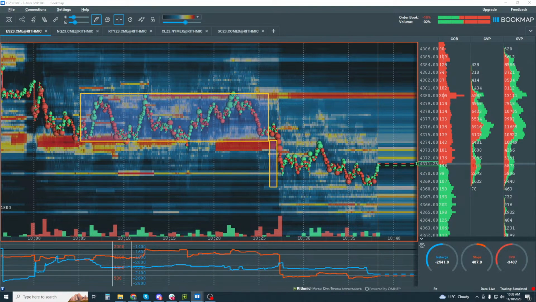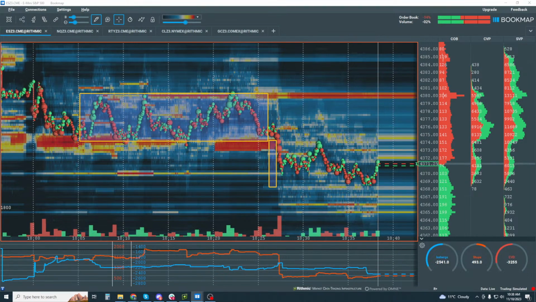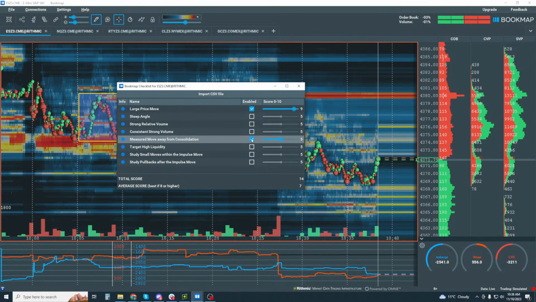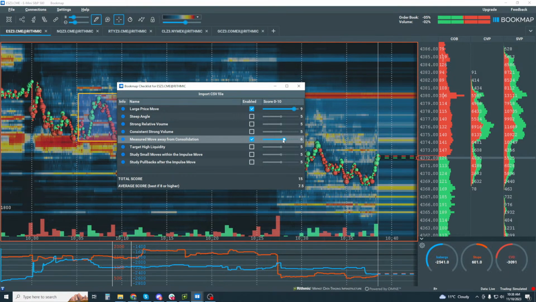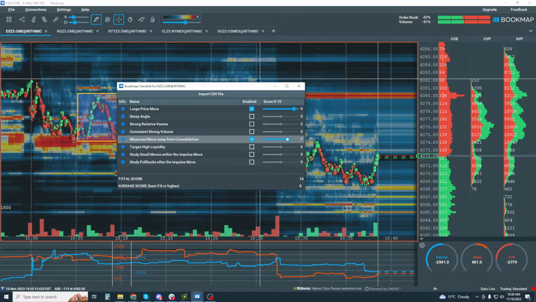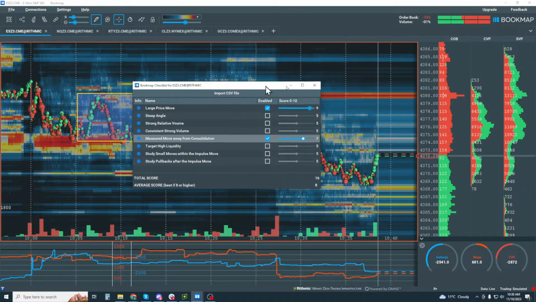So we do have, it's not quite a measured move in here. In fact, the measured move away from consolidation, so we do have it, but I don't know. Maybe give it a 5 or a 6. Something like that. Maybe a 7. So that's what we got.